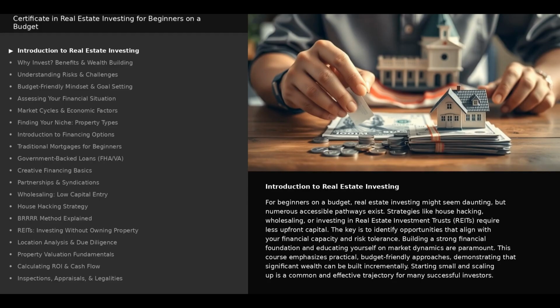Building a strong financial foundation and educating yourself on market dynamics are paramount. This course emphasizes practical, budget-friendly approaches, demonstrating that significant wealth can be built incrementally. Starting small and scaling up is a common and effective trajectory for many successful investors.